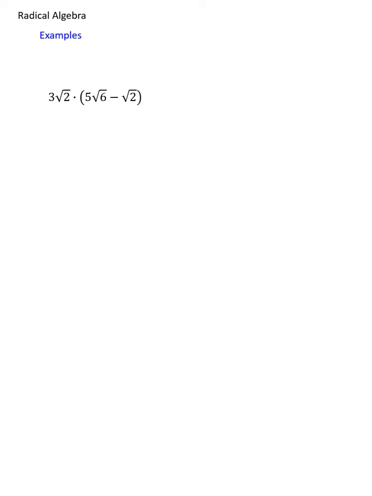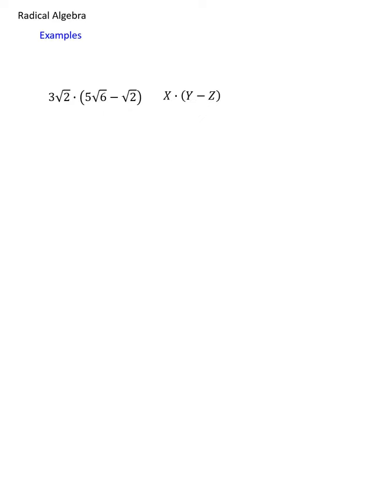So let's take a look at our first example of many, as you can see here. Sometimes when students look at radical expressions, they just see a bunch of weird-looking symbols and don't know what to do first. One of the most important skills you can have in radical algebra is to try to imagine an expression that is simpler but has the exact same format as the one that you're analyzing.